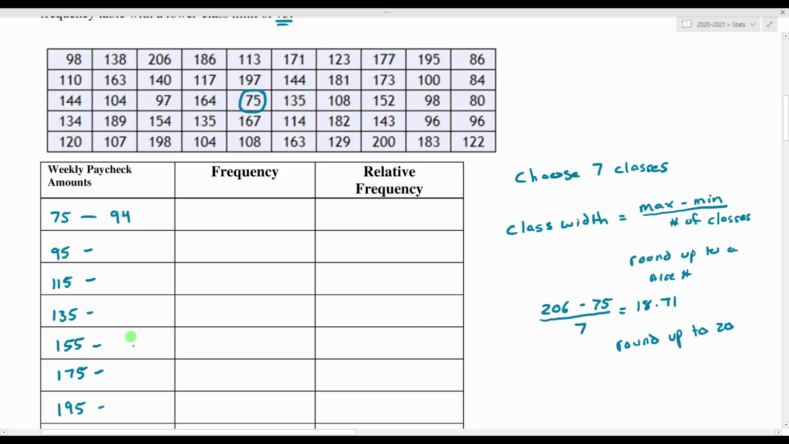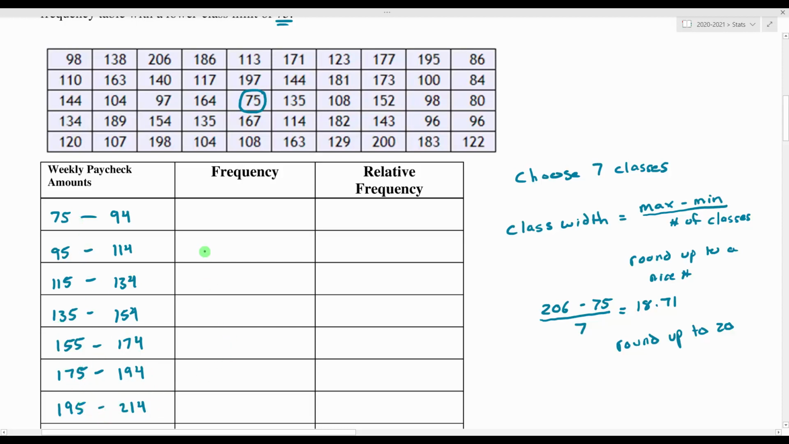And then I would count up by 20s to get the rest of my upper class limits. So 94 plus 20 would be 114. Right, and then we would do the same thing for each subsequent upper class limit. So this would be 154, 174, 194, and then 214. Okay, so we have our classes set now.